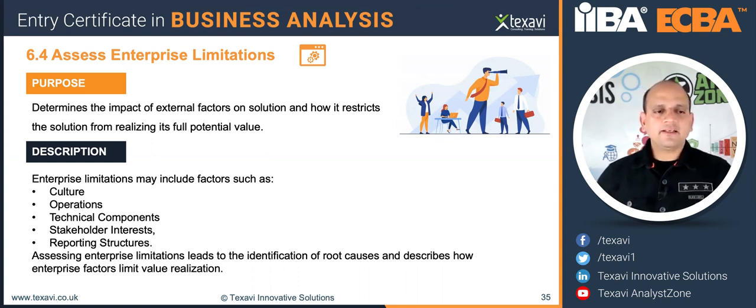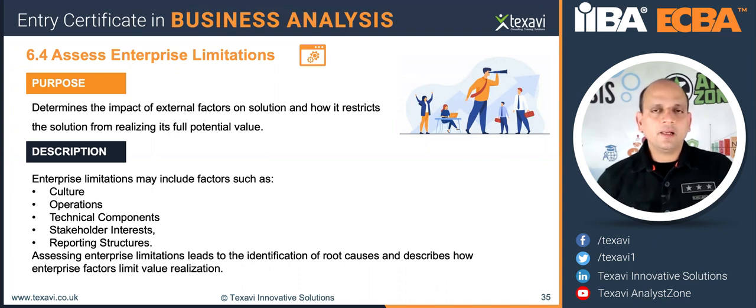When we talk about the factors, it could be the work culture, the operational aspects of the business, some technical components, the stakeholder interests and their power or authority over decisions around the product or the project. It could be reporting structures and hierarchy, and other things apart from the external factors we discussed, the PESTLE, which give us an indicative aspect of how the solution would perform in terms of the limitations we need to adhere to.